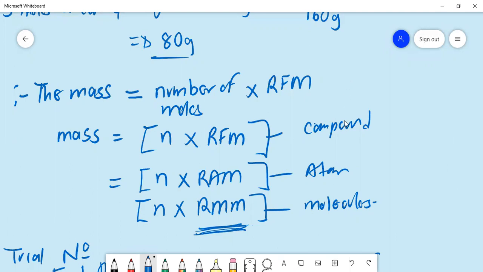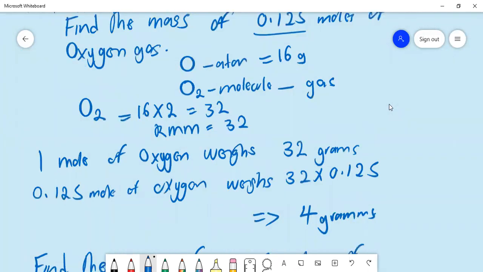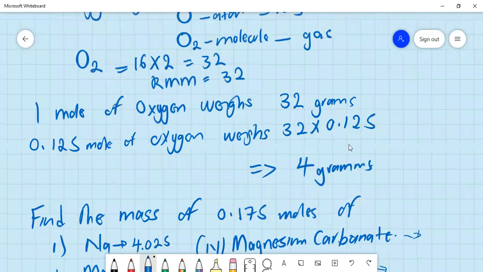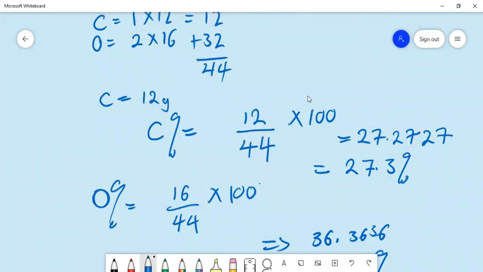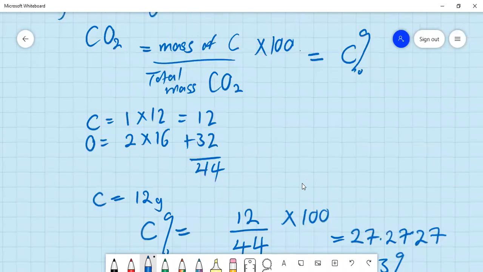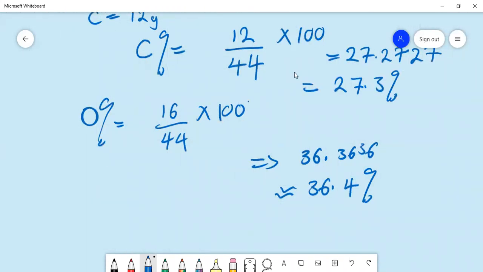So we had trial numbers, which people tried, 4 grams and 7. Any question before we continue? We'll also look at the percentage composition. Any question? Teacher, yes, help me and explain about percentage composition.